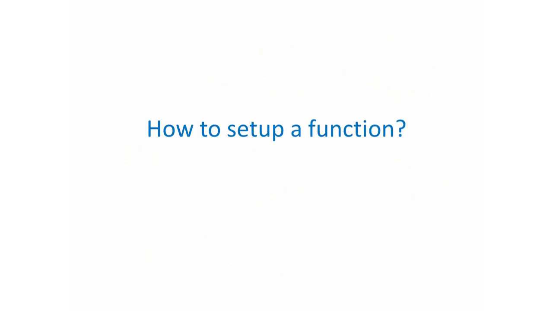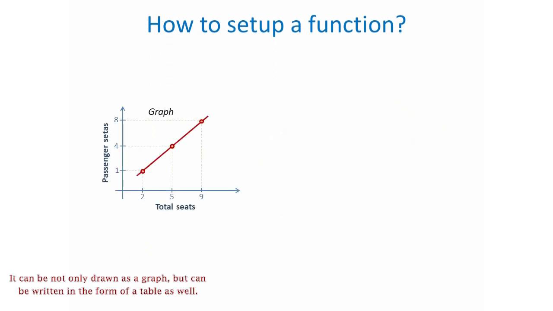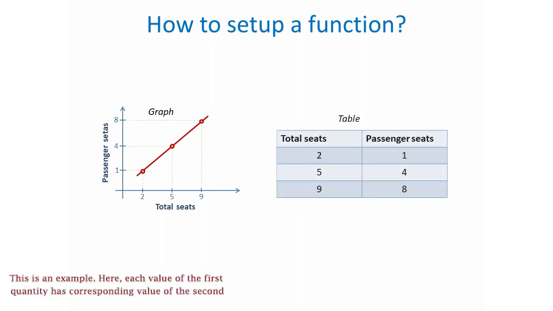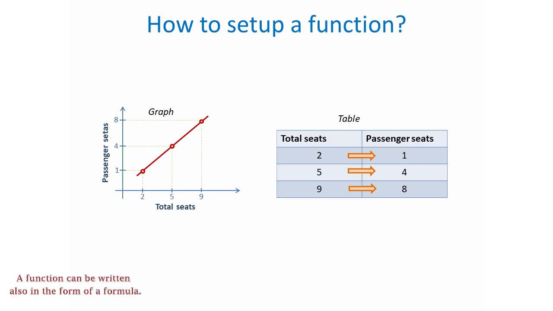How can we set up a function? It can be not only drawn as a graph, but can be written in the form of a table as well. This is an example. Here, each value of the first quantity has a corresponding value of the second quantity. If we have a graph, we can always transfer the points from the graph to a table. Or, on the contrary, we can always plot a graph based on numbers from the table. A function can also be written in the form of a formula. This is the most convenient and compact way.